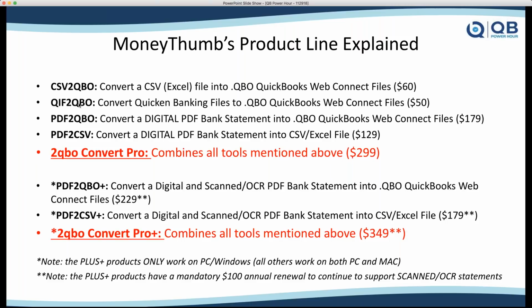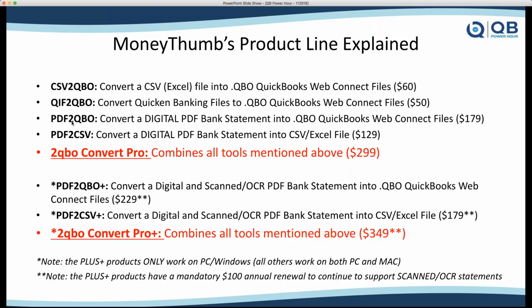There's one called QIF to QBO, which is only valuable for the folks that are able to download the Quicken file from some banks. Some banks only allow Quicken downloads because they're personal accounts, maybe personal credit cards being used as business. So the QIF to QBO can convert the Quicken files into QuickBooks files. That's a $50 program. And then you have PDF to QBO, which used to be the most popular one because it's the one that actually does what I told you that it does. And there's PDF to CSV that converts from a digital bank statement into an Excel file.